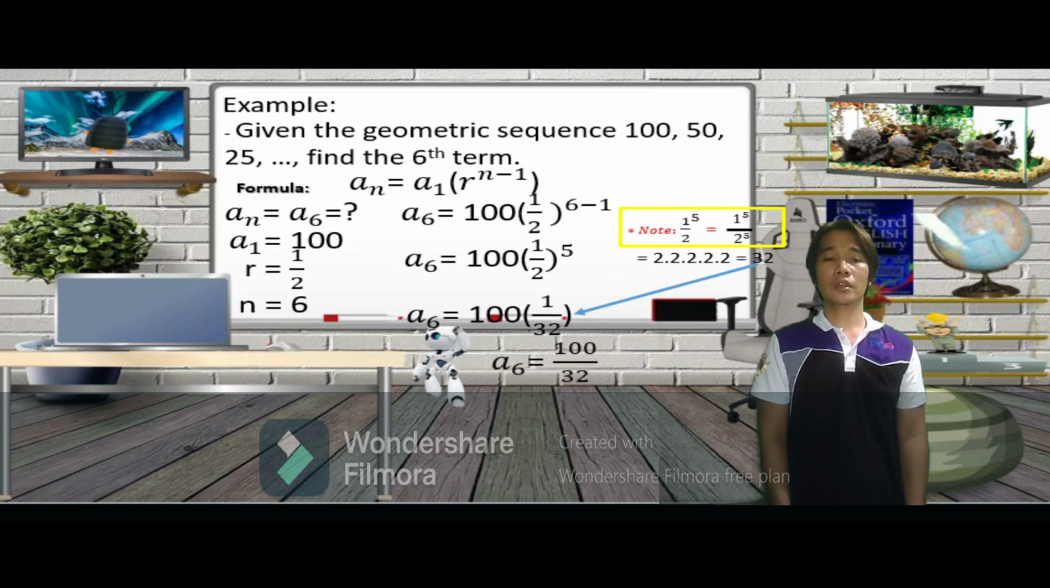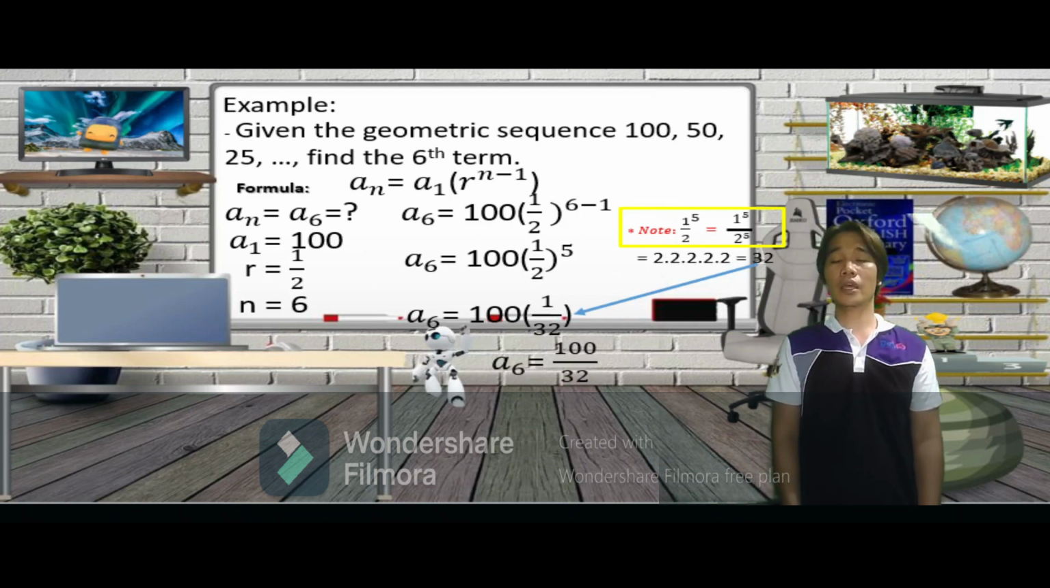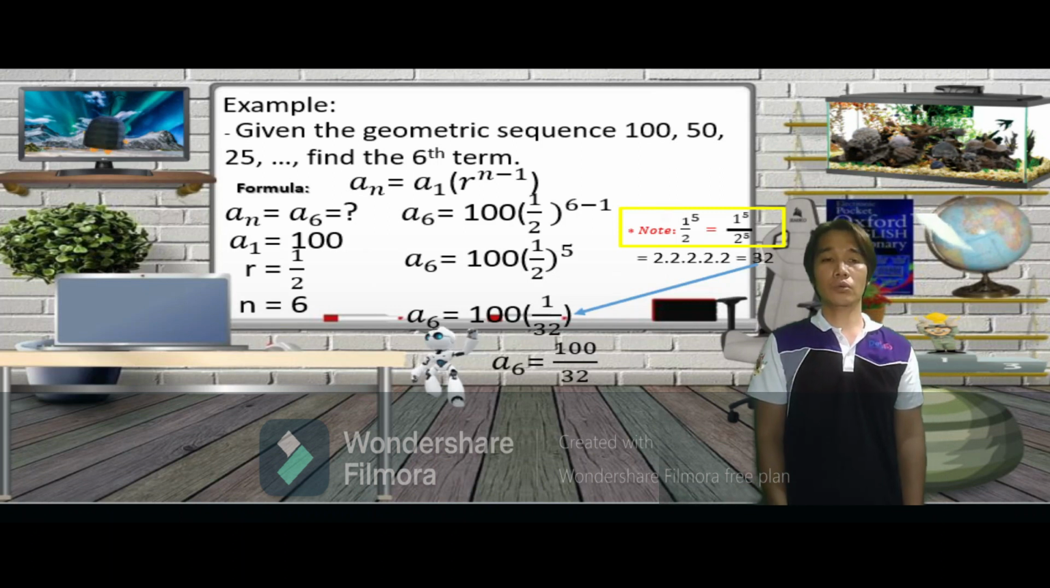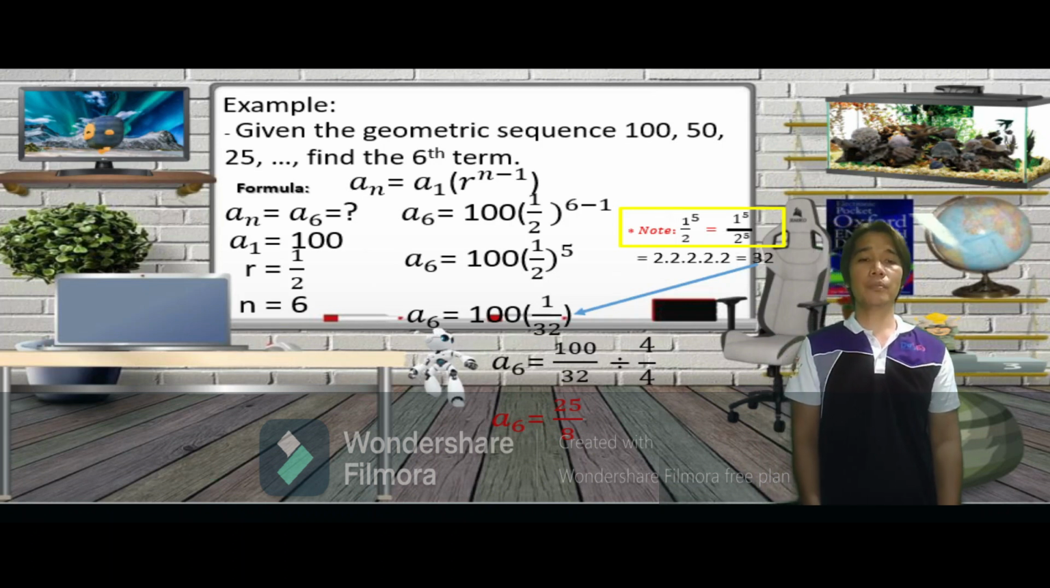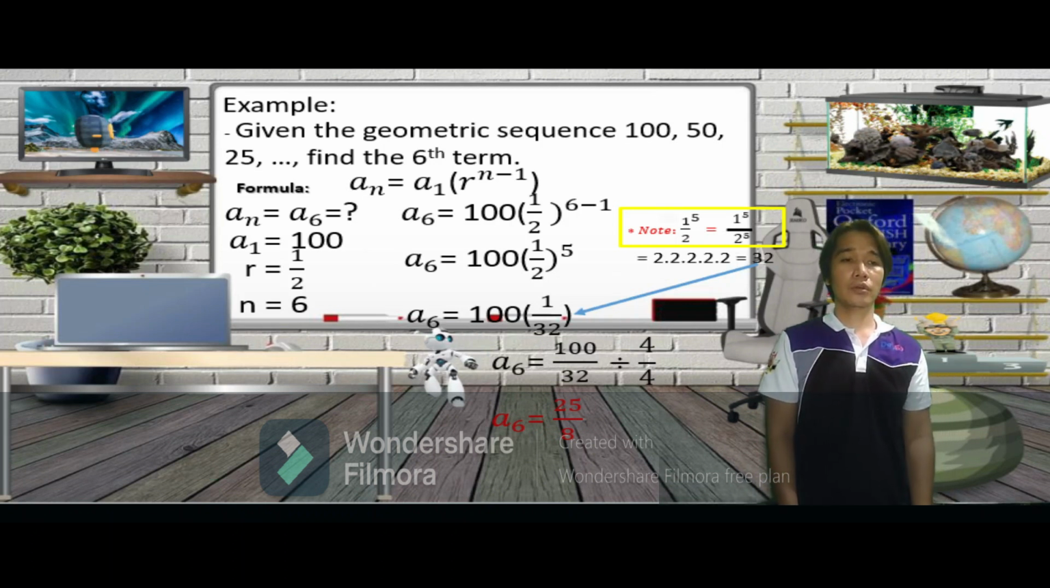100 times 1 over 32, that is 100 over 32. And simplifying the answer, dividing both numerator and denominator by 4, we have a sub 6 is equal to 25 over 8. Okay?